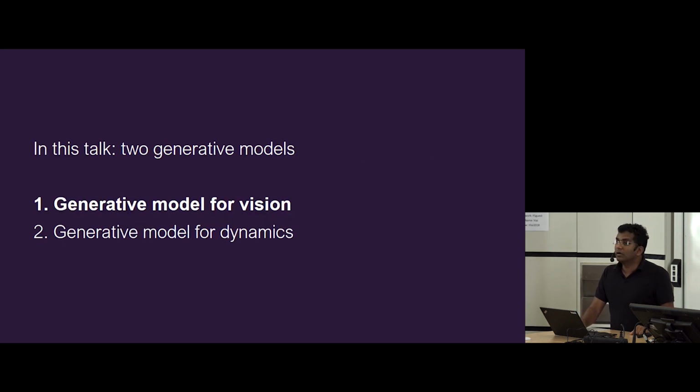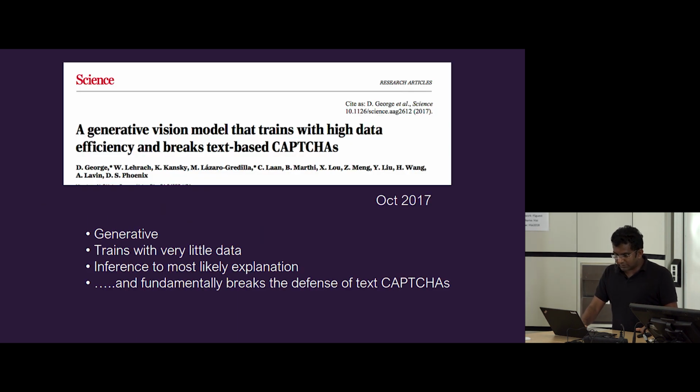So the first example I'm going to talk about is a generative model for vision that we created quite a while ago, published only last year in Science. This was the model that broke CAPTCHAs. So it fundamentally breaks the defense of text-based CAPTCHAs, and I'll tell you why it is important. And it's generative, and it trains with very little data. And it does inference, most likely explanation. I'll explain what this means.